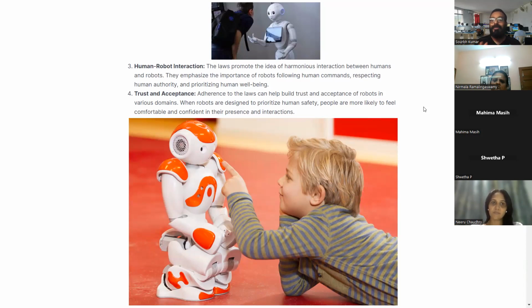Otherwise, what will happen if, ma'am, you ask a robot to do a task, like bring this thing from the kitchen or somewhere, and the robot says, right now I don't have the mood to do that? Then what will happen to you? You will say, I invested so many hours building you, and right now you are throwing tantrums on me. You are saying you won't do that for me. You are not a human being. You are a robot designed to make our life easier, not worse, right? So we should consider those things while building the system, like human-robot interaction, and obviously trust and acceptance.